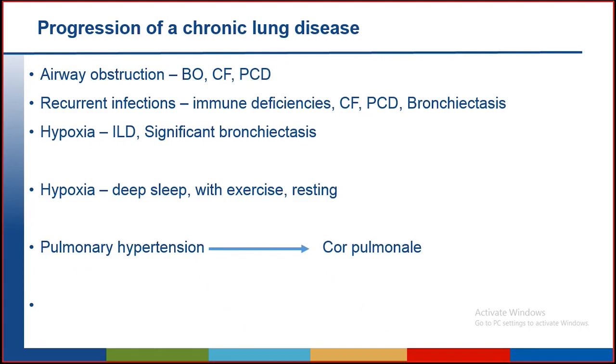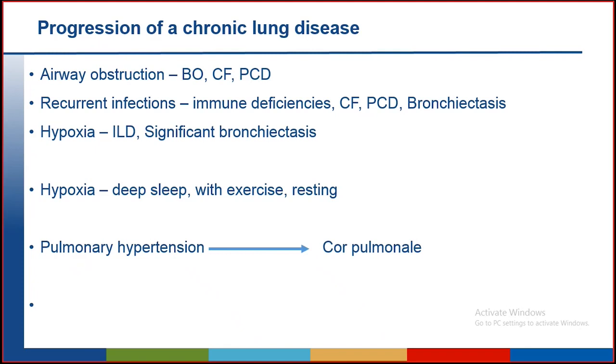This is leading to pulmonary hypertension. So when this pulmonary hypertension is untreated or undiagnosed and is progressive, the child ends up with cor pulmonale. So this is the usual common pathway of progression of this chronic lung disease, whatever the underlying etiology. So this is very important.